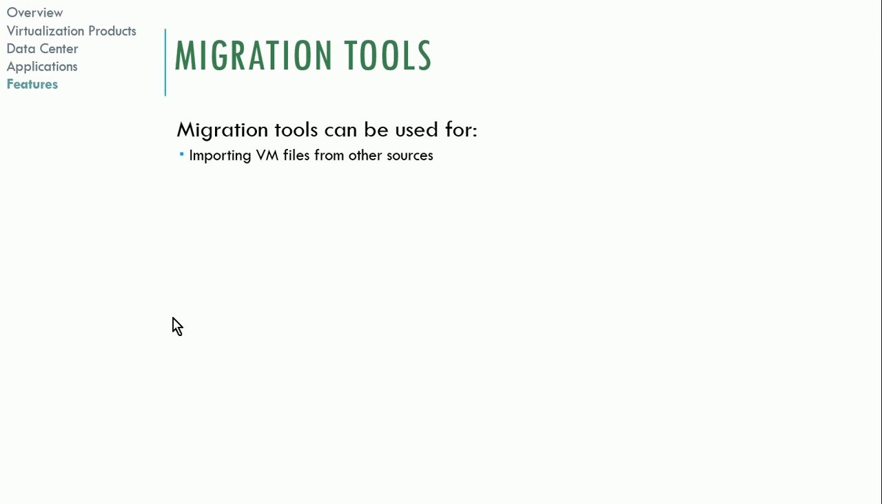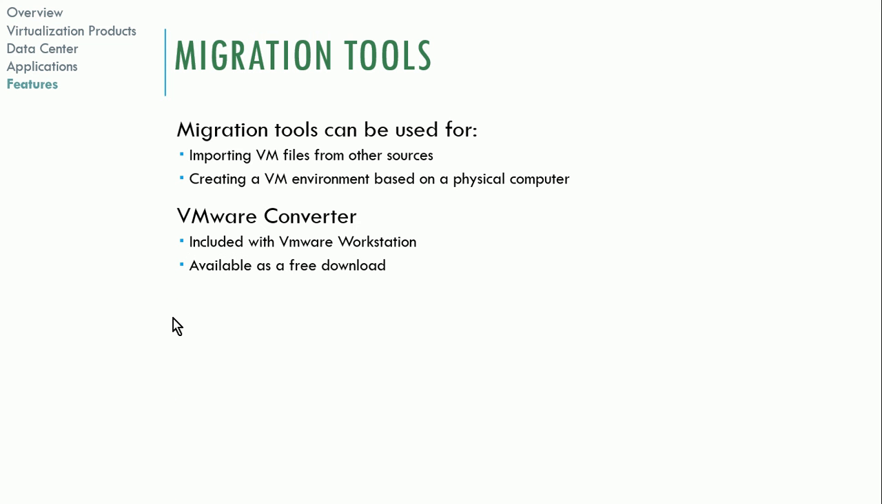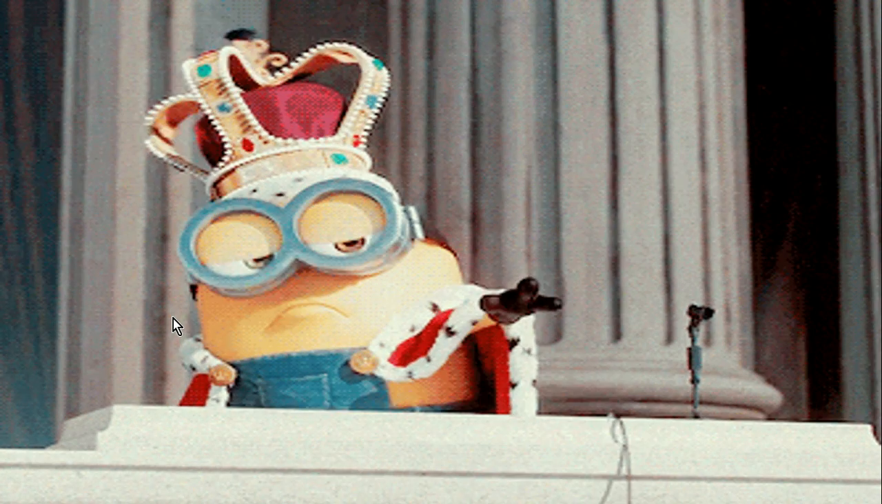Some migration tools: you can import VM files from other sources, creating a VM environment based on a physical computer. So you can take a physical computer and convert it to a virtual machine. You can build a physical machine and then use that to convert to VMware, for example, with something like the VMware Converter. So there are lots of little features like that to move your virtual machines.